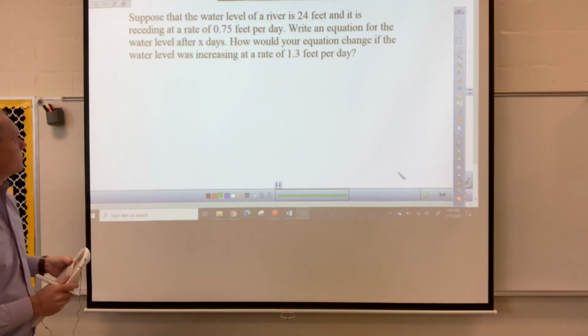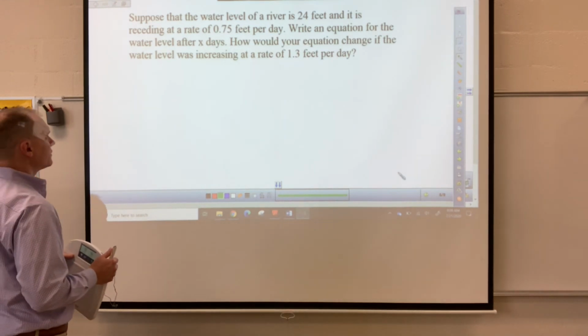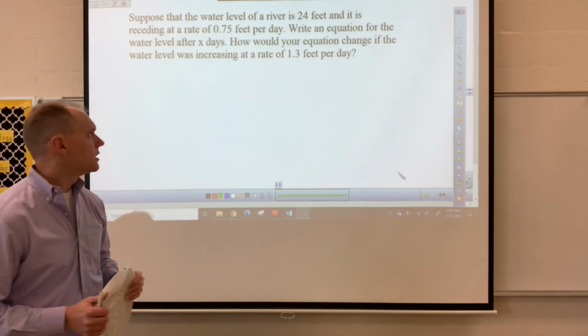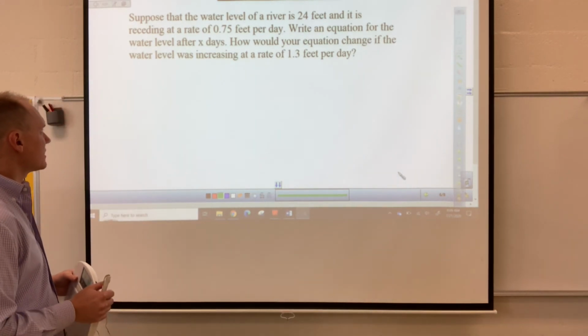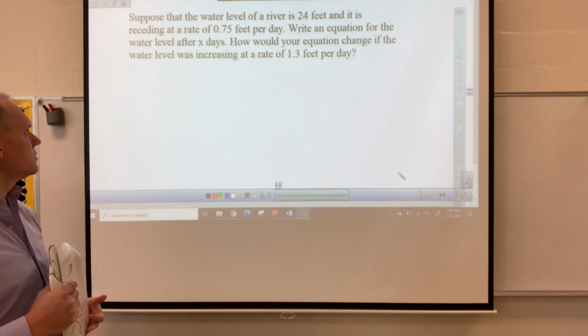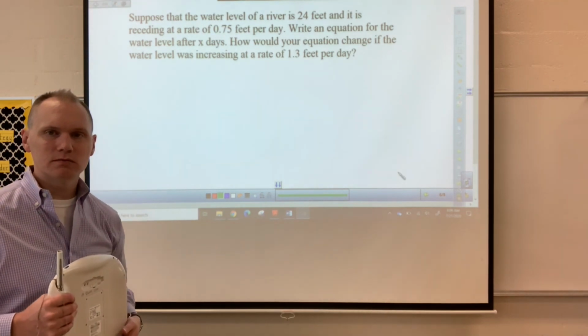All right, next one. Suppose that the water level of a river is 24 feet and is receding at a rate of 0.75 feet per day. Write an equation for the water level after X days. How would your equation change if the water level was increasing at a rate of 1.3 feet per day? So take a minute, see if you can do that.